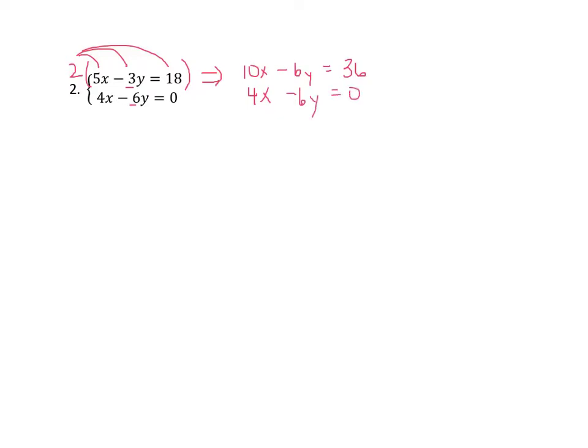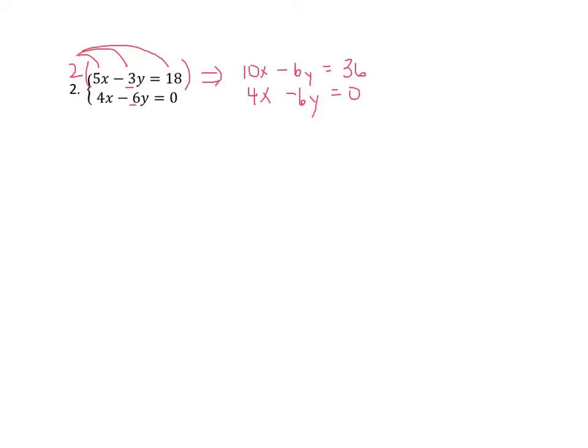Okay, so now let's check it. 10x and 4x, we're going to just add those together. Negative 6y plus a negative 6y. Uh-oh, we've got a problem here. Negative 6y plus a negative 6y, that's not going to cancel. Now, I did this on purpose because I want you to notice that in order to get them to cancel, one of them has to be positive and one of them has to be negative.